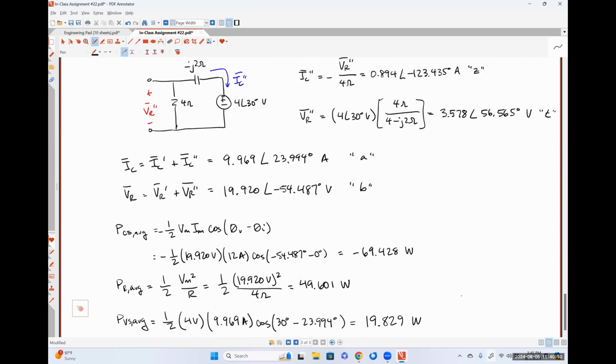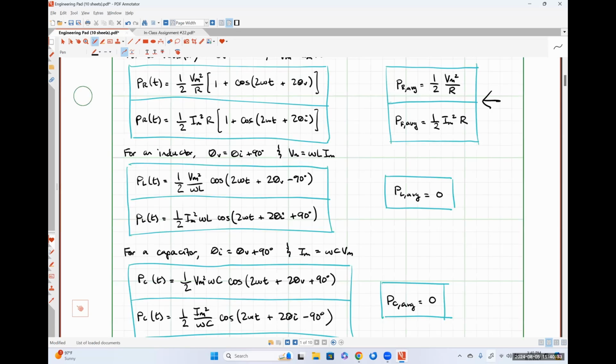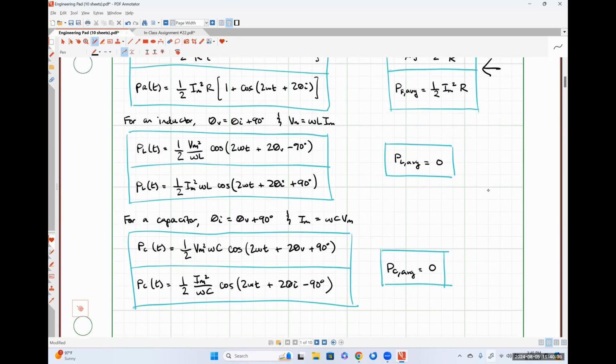All right, any questions regarding the circuit analysis that we did or any of the calculations that we did to solve this? Why is PC 0? Oh, the average power absorbed by a capacitor is literally always 0. So let's go back to our relationship. Oh, that was an equation. My bad. Yep. No, not a problem at all.